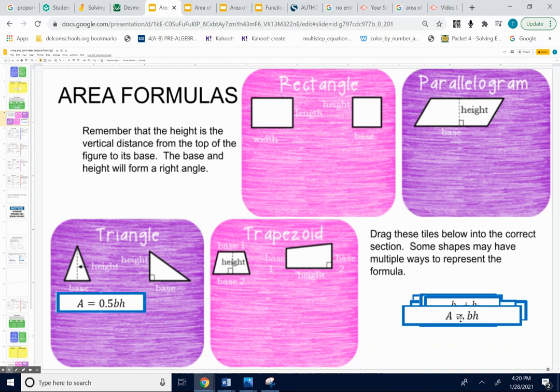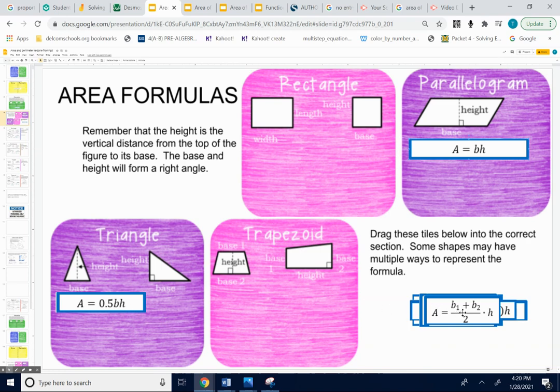Okay, base times height. Okay, that's the area of a parallelogram. Base times the height is a parallelogram area. And think of it this way, that a triangle is half as big as a parallelogram. So if a parallelogram is base times height, then a triangle is half that big, so it'd be half of the base times the height.